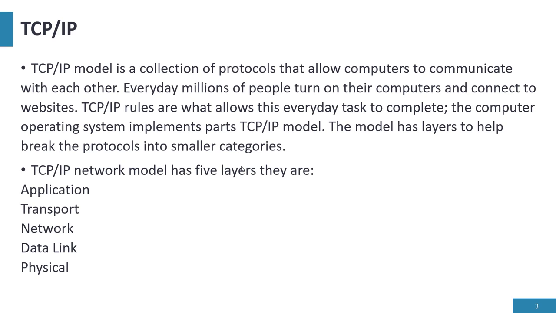The computer operating system implements parts of TCP IP model when you log onto the internet and go out and search websites. The model has layers to help break the protocols into smaller categories, which makes it easier to troubleshoot and understand what is the function that is going on within the TCP IP model. The TCP IP network model has 5 layers, and they are the application layer, transport layer, network layer, data link layer, and the physical layer.